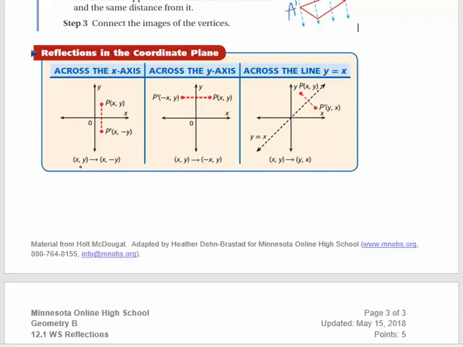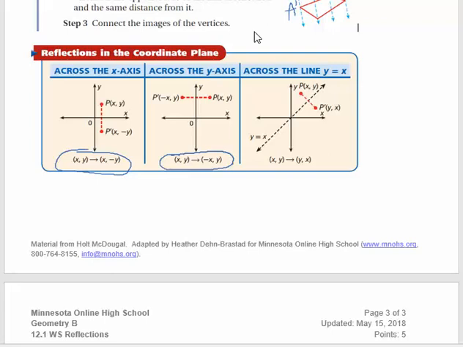If it was negative, it would change to positive. So the x coordinates stay the same, the y coordinates are opposite. That's what this tells you in symbols. To reflect across the y-axis, you leave the y coordinate the same, but the x coordinate will be the opposite. So the opposite of the x coordinate, and then the y coordinates are the same.